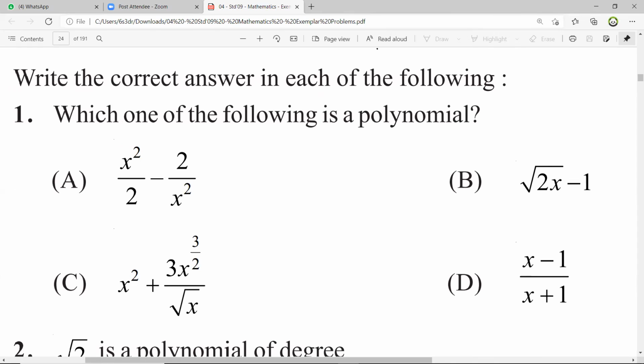The D option. X minus 1 divided by x plus 1. Now, the condition that we had for a polynomial was that x should be in a positive power. But over here, x is in a negative power. Why? Because x is in the denominator. So this is again not a polynomial. Is it clear? Yes, ma'am. Okay. Now let's take a look at option C.